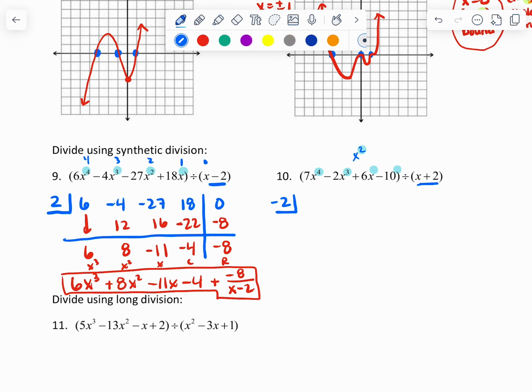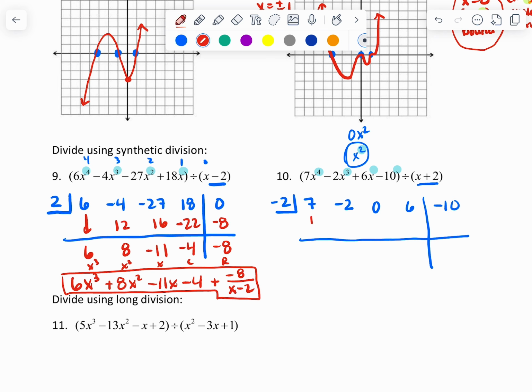Okay, so let's go ahead and put those in. So 7, then we have a negative 2. Then the coefficient of the x squared, this is going to be 0x squared. So I'm going to put, not plus, sorry. I'm going to put 0, just hold its place. Then the coefficient of x is 6, and the constant coefficient is negative 10. So let's see what that gives us.